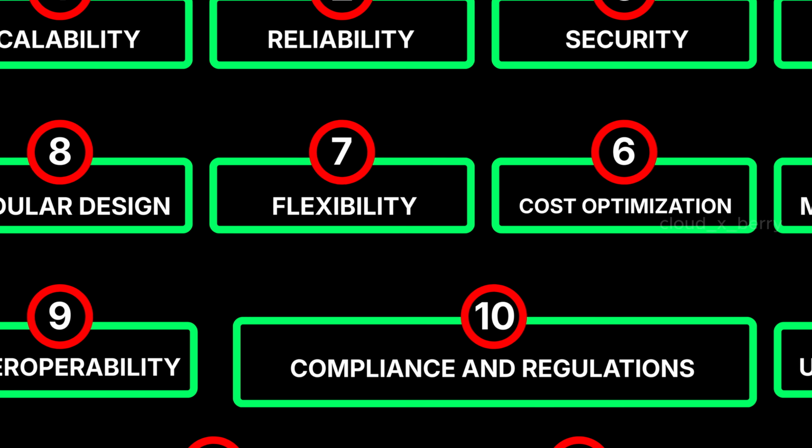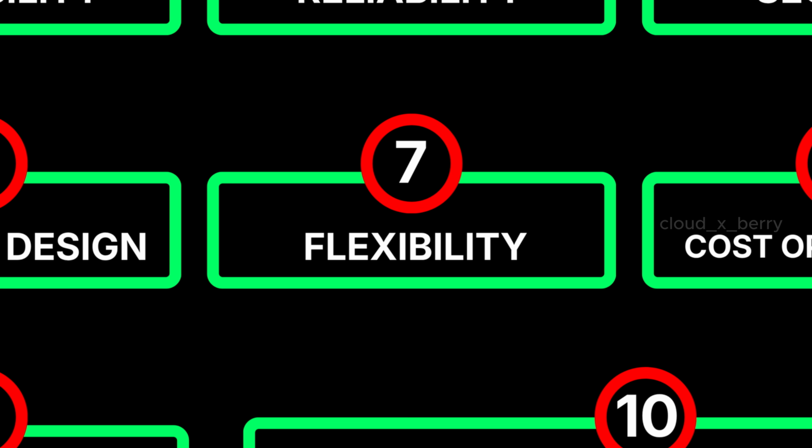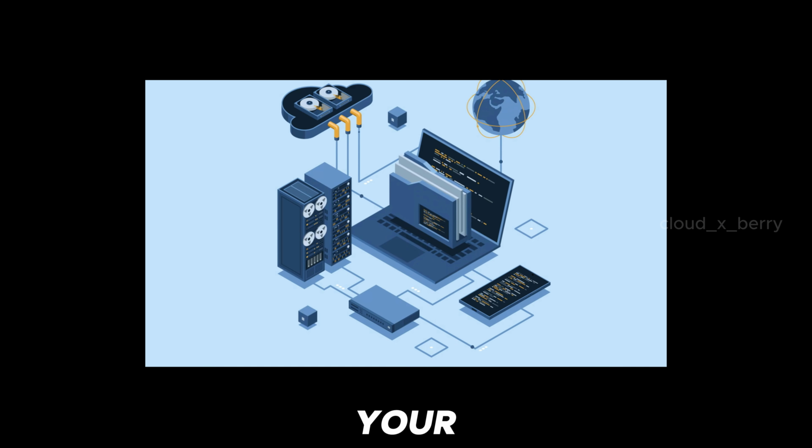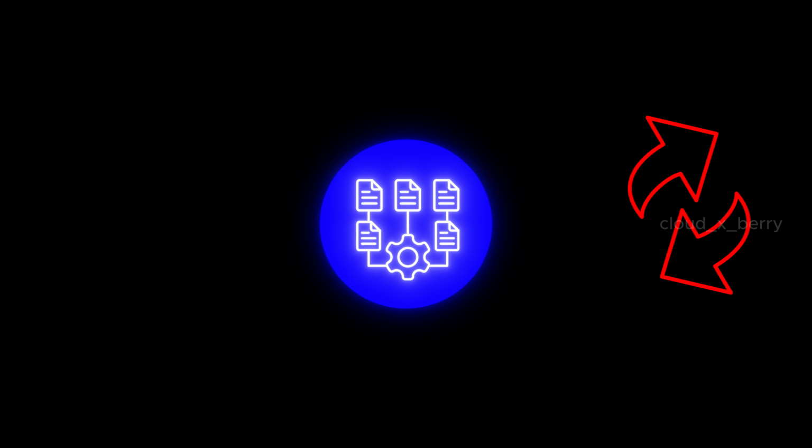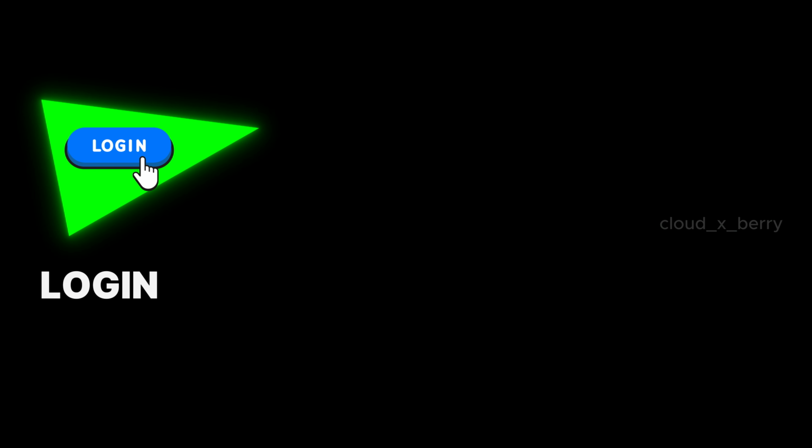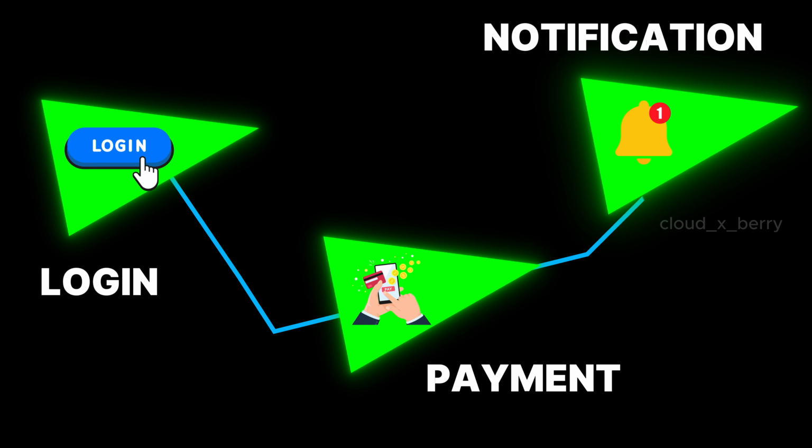Along with that, flexibility and adaptability are very important. Requirements will change, technology will evolve. If your system is too rigid, even small changes become difficult. Flexible systems allow you to adjust without breaking everything.